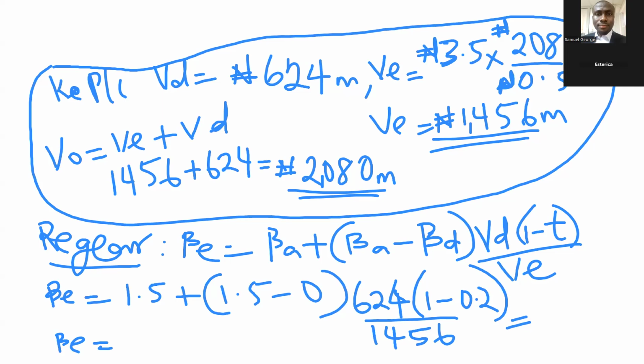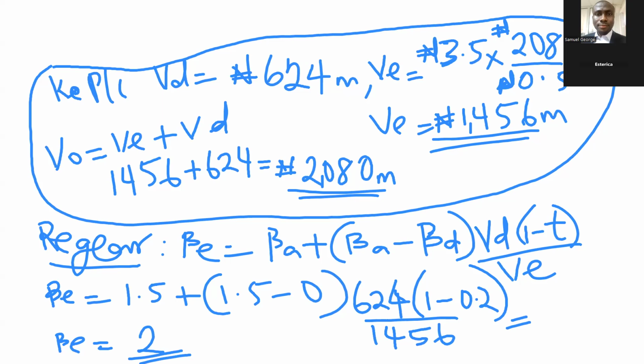So times 0.8, I got this, divided by 1,456. I got another figure. Whatever I get, I multiply. You see the bracket, I'm expanding the bracket. That is 1.5 minus 0, so in the bracket is 1.5. So I multiply it with 1.5. Whatever I get, I add it with 1.5 and I get 2. So the beta equity is 2.